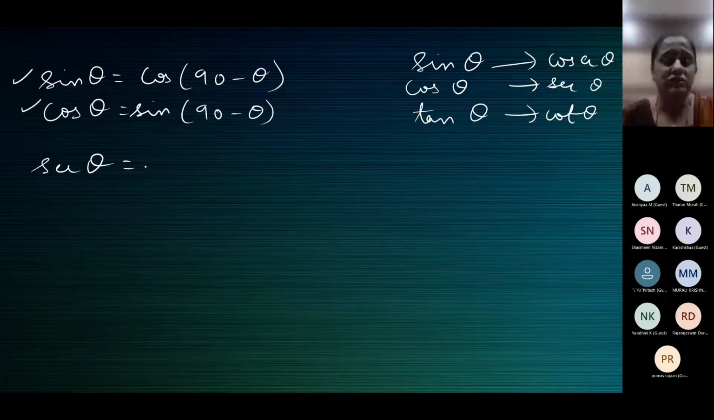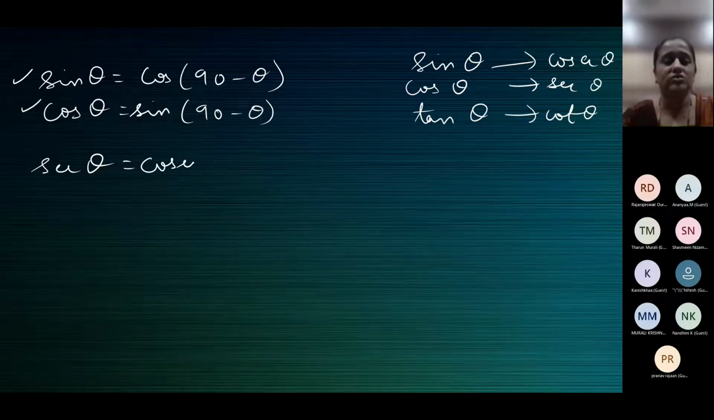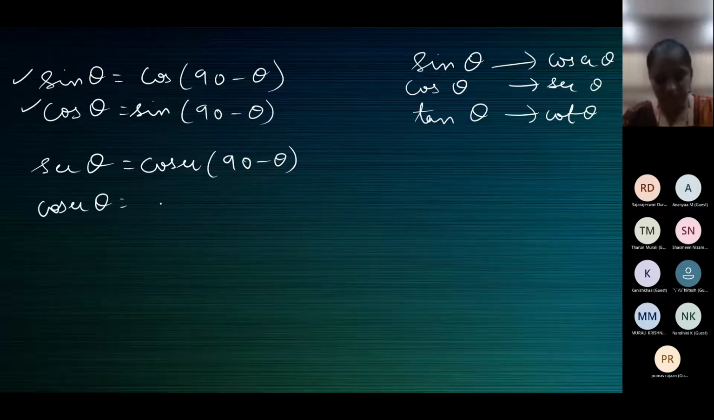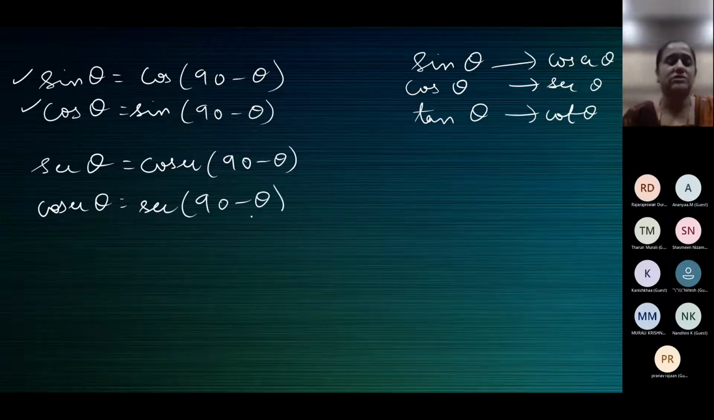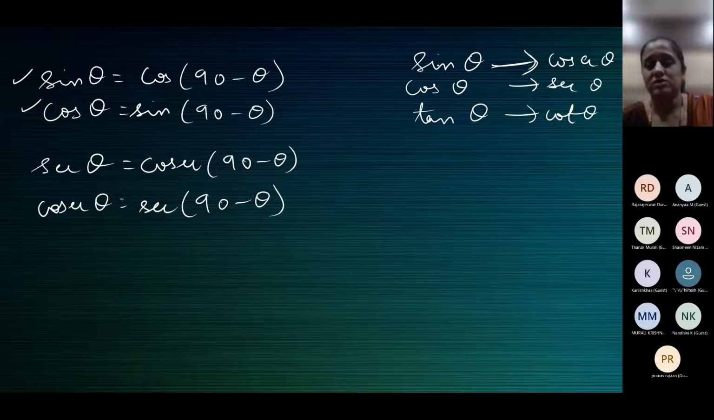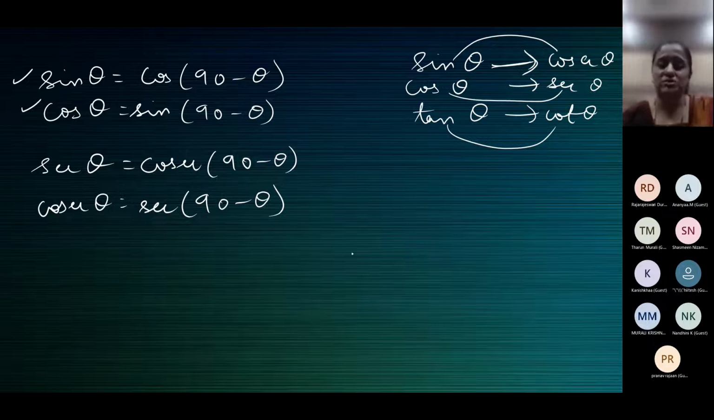So secant theta is equal to cosecant of 90 minus theta. And what is cosecant theta? Secant of 90 minus theta. So secant theta and cosecant theta are complementary ratios. Sin theta and cosecant theta are reciprocal ratios. Cos theta and secant theta are reciprocal ratios. Tan theta and cot theta are reciprocal ratios.